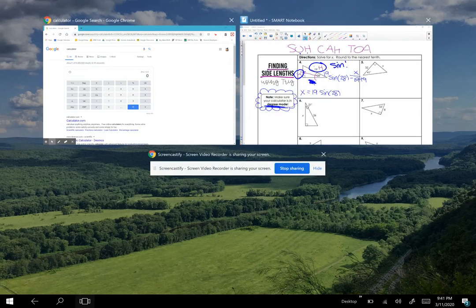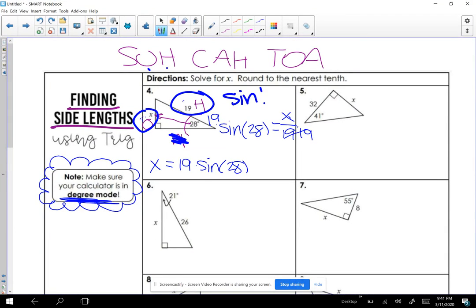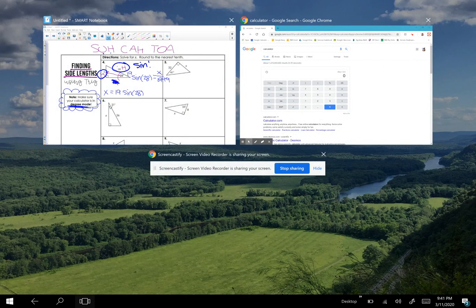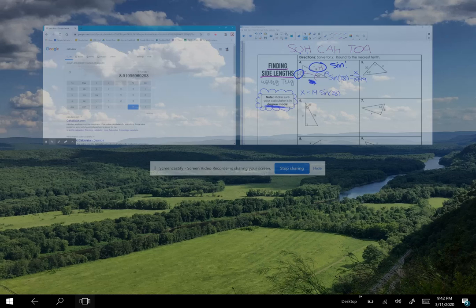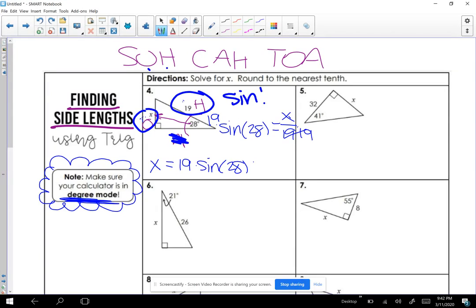So for this specific problem, I need to find 19 times the sine of 28. Now that's a complicated ratio. It's not something that you would know in your head. So what you would just do is type 19 times and then the sine of 28. And that gives me 8.91. I want to round to the nearest tenth. So that would just leave me with 8.9. And that's my final answer.